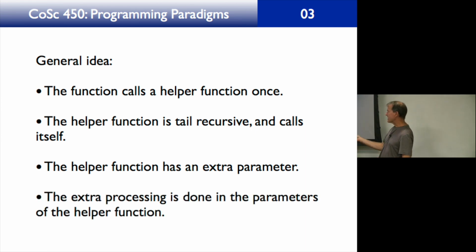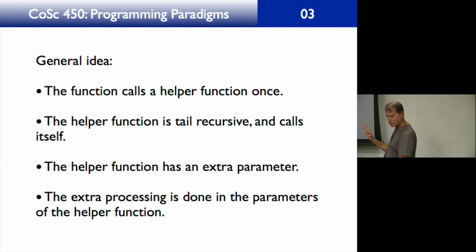And then the extra processing is done in the parameters of the helper function. So the helper function has to call itself just with different arguments. The computation is done in the actual parameter list of the helper function instead of outside the function. Do you see what I mean? So it's like it's transferring the work from outside to inside. And then if you do it that way, the compiler can make a loop out of it. So that's the general idea.